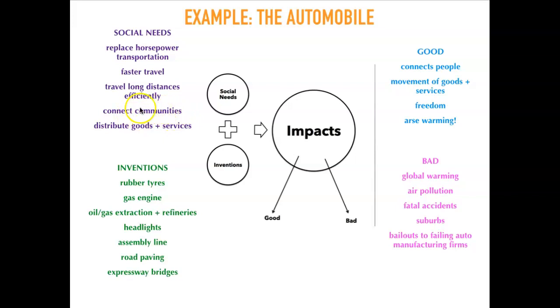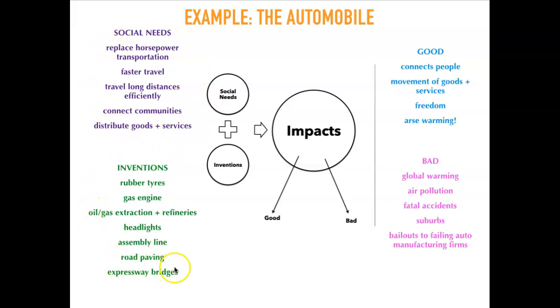There was also a lot of concern about how to connect communities and how to bring people and goods from one community to another. There was a real drive to connect cities and towns and villages. So the automobile was one very efficient way to do that. And likewise, connecting communities, it was also a way to distribute goods and services. So taken together, you can see that the automobile really ends up satisfying these social needs quite nicely.